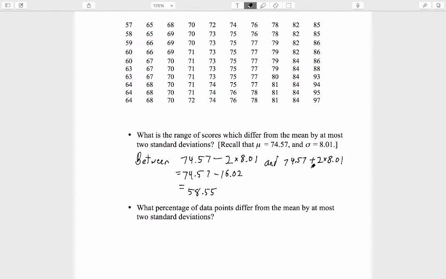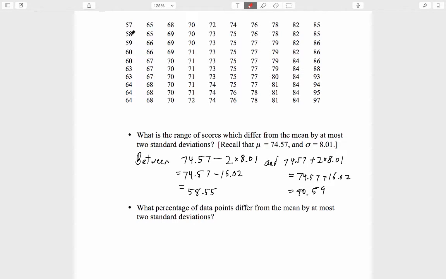And the upper end of this range is 74.57 plus 16.02. So plus 2 measuring sticks. That equals 90.59. So this is the range of scores that differ from the mean by at most 2 standard deviations. Any scores between 58.55 and 90.59.